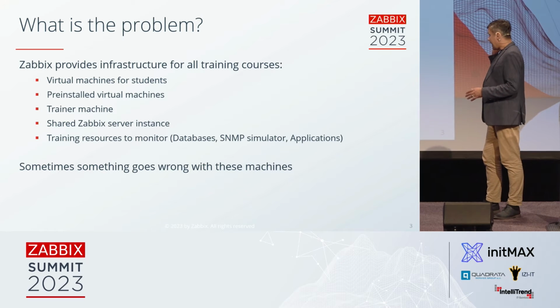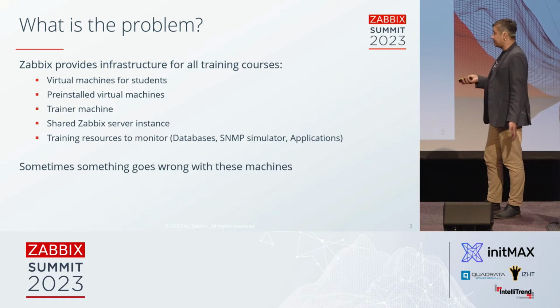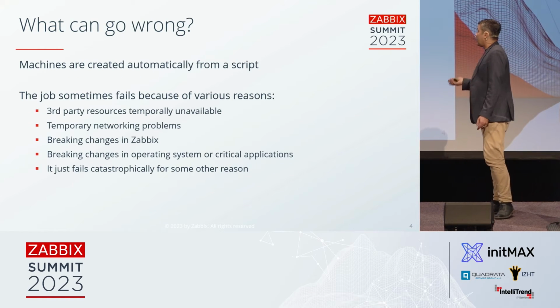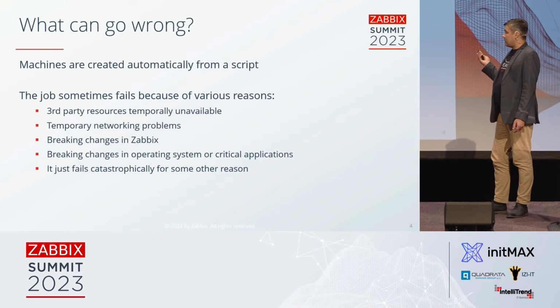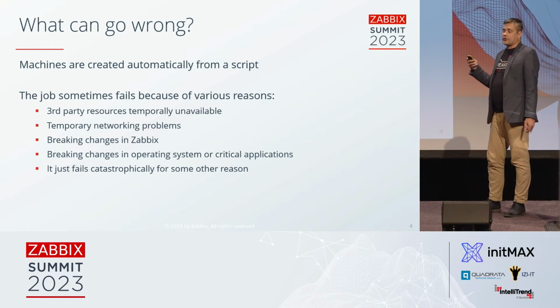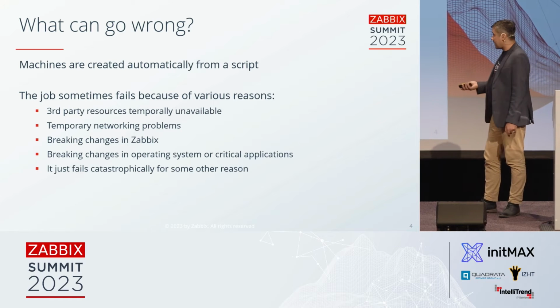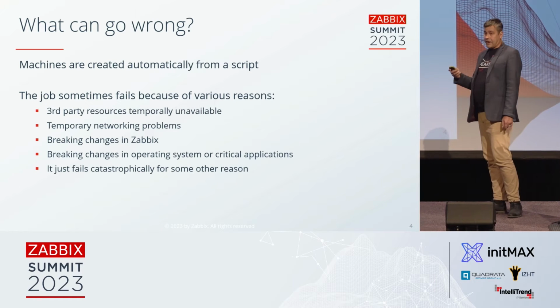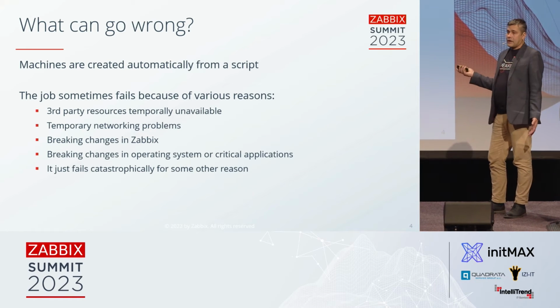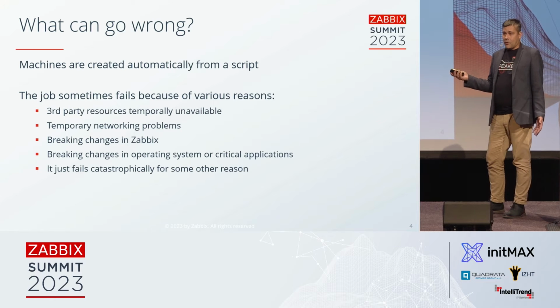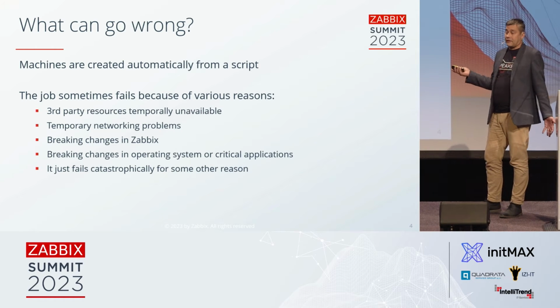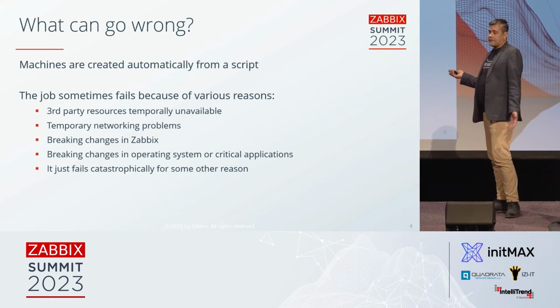And sometimes something, as usual, goes wrong. Why? Of course, I'm not creating those machines manually. I don't have time to create hundreds of machines per week, so they are created by a script. And you know, automation is great, right? But it also may fail, for different kinds of reasons.